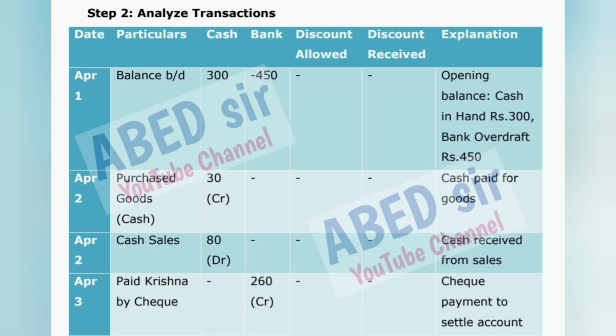Step 2. Analyze transactions. Date, particulars, cash, bank, discount allowed, discount received, explanation. 1st April balance b/d 300 minus 450: opening balance, cash in hand 300 rupees, bank overdraft 450 rupees. 2nd April purchased goods for cash 30 Cr, cash paid for goods. 2nd April cash sales 80 Dr, cash received from sales. 3rd April paid Krishna by check 260 Cr, check payment to settle account.